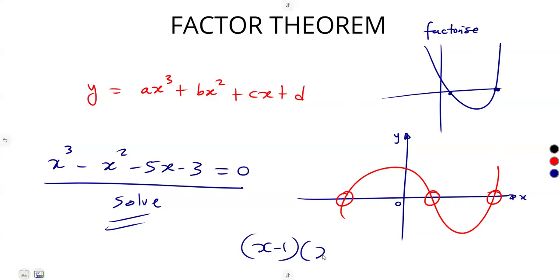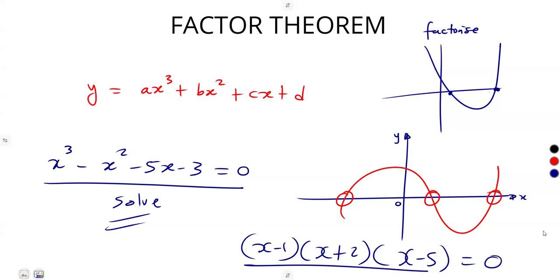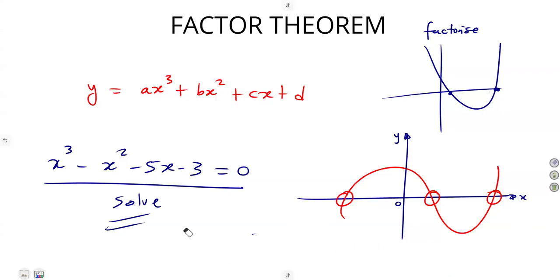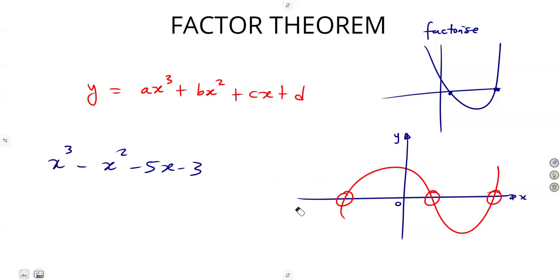Let's say I've got x minus 1 into x plus 2 into x minus 5 is equal to 0. This is in a factorized format. You can find the values of x from this, because you just have to equate each bracket to what? To 0. So that is where we are to use our factor theorem now.